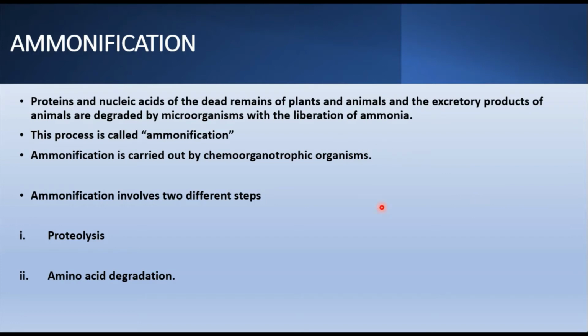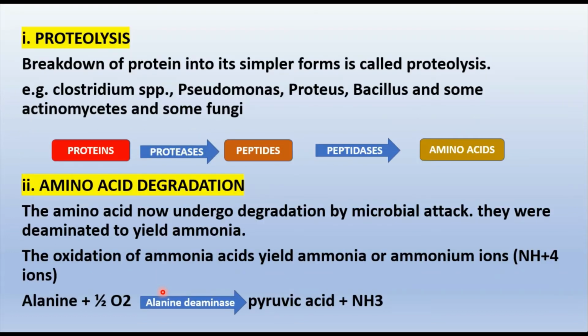Proteins and nucleic acids of the dead remains of plants and animals, and even the excretory products of animals, are degraded by microorganisms with the liberation of ammonia, and this process is called ammonification. Now this ammonification is seen in two steps. That means the conversion of this nitrogen into ammonia involves two different steps. One is called proteolysis and the second one is called amino acid degradation. So let's see proteolysis.